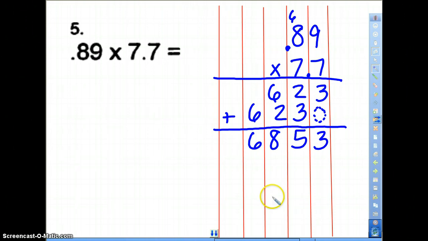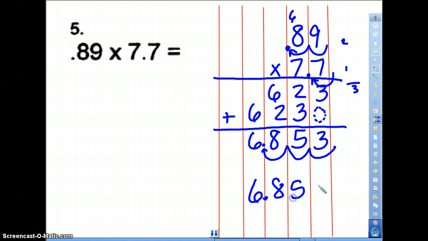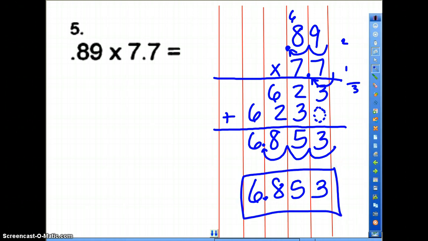Almost done. Where do I put my decimal point? Well, let's see here. I moved over 1, 2 places here. I moved over 1 place here. That's a total of 3 decimal places. So starting at the end here, 1, 2, 3. That's where my decimal point goes. So my answer is 6.853. Box, circle, or highlight your answer.